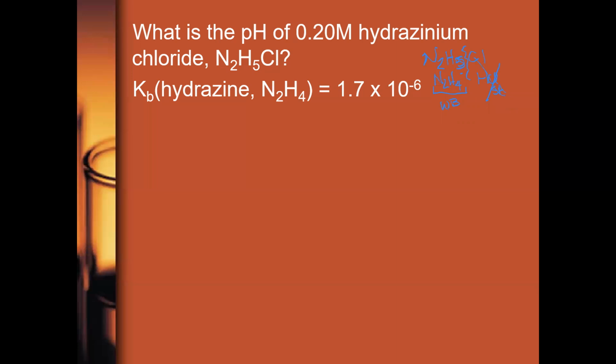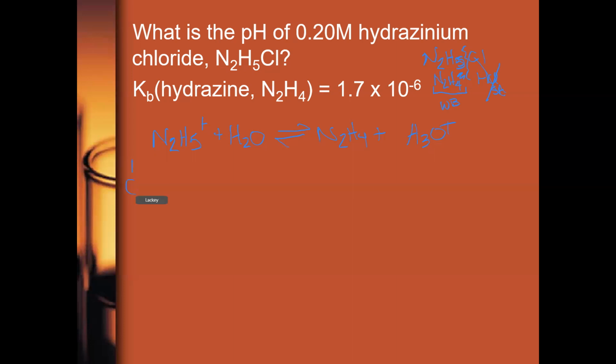So here we're going to deal with that cation. The cation, N2H5 plus, would react with water, and that would produce the N2H4. I apologize, that doesn't have a charge. And that would produce the H3O plus whenever it gives up that hydrogen. So here's our overall reaction.